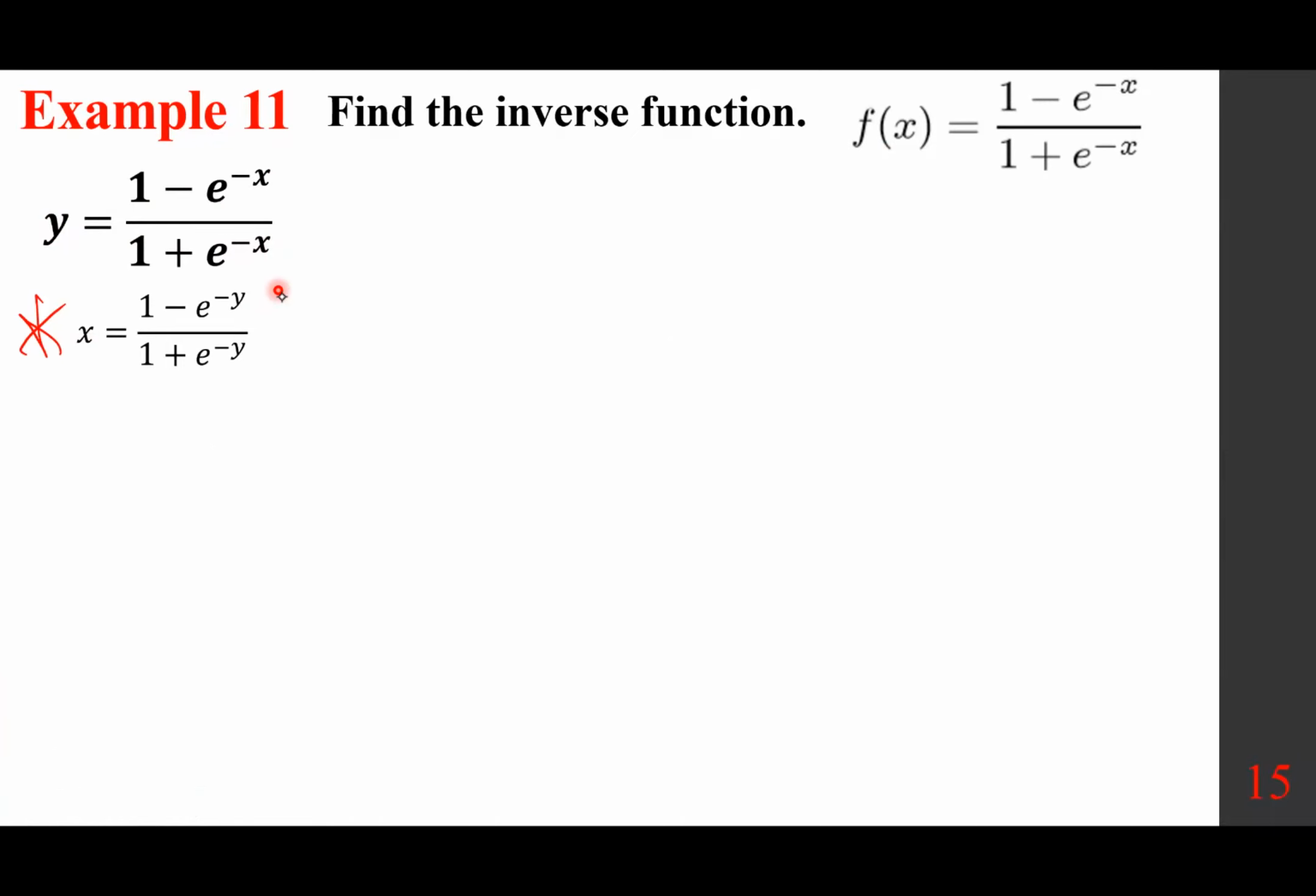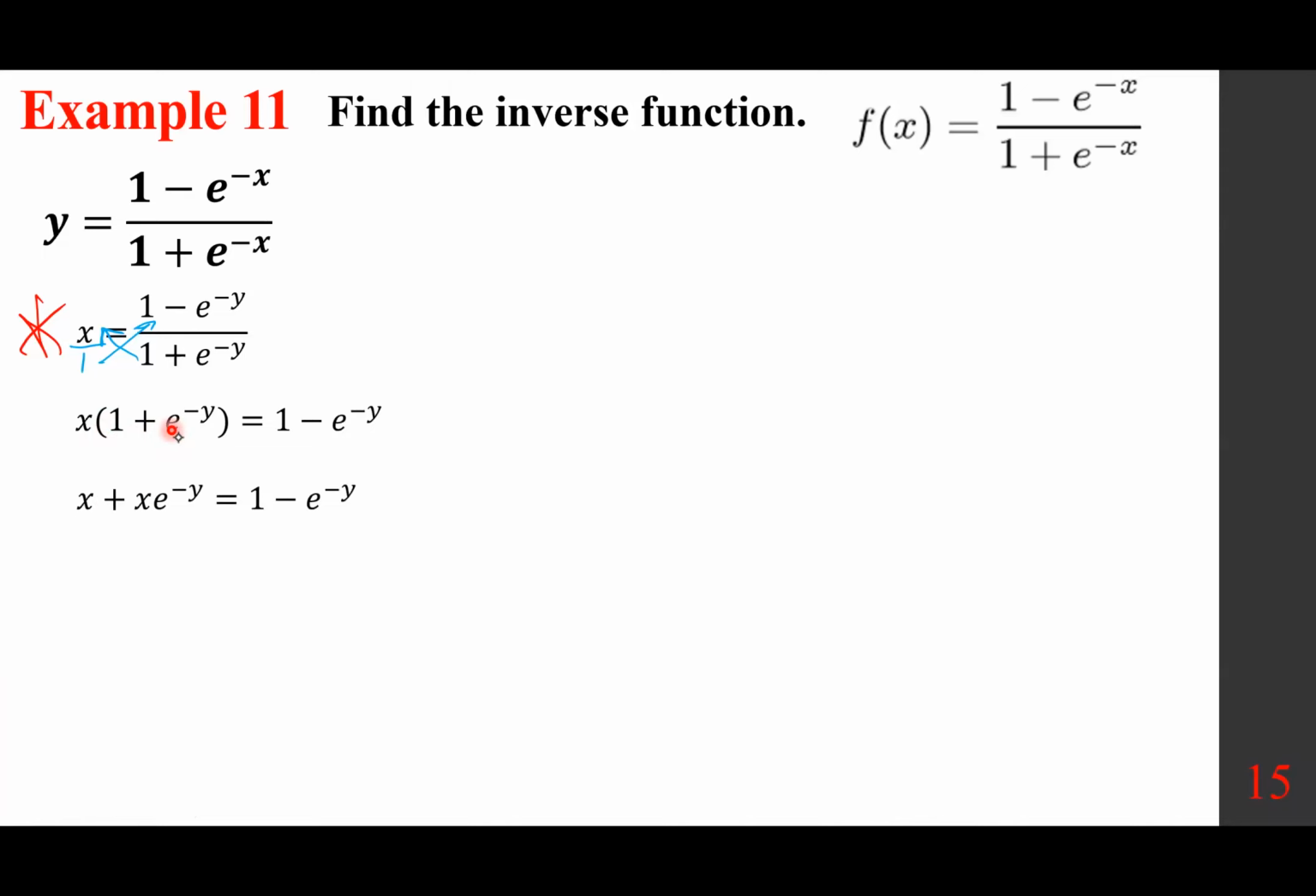The thing is, we normally solve for y and we call it f inverse. So, how do we do that? We do the cross product. We multiply these two, x times 1 plus e to the power minus y is x plus x e to the power minus y. 1 times 1 minus e to the power minus y is the same as the numerator. Okay, so do the cross product, everybody. Distribute the x. So this is x, plus x e to the power minus y.